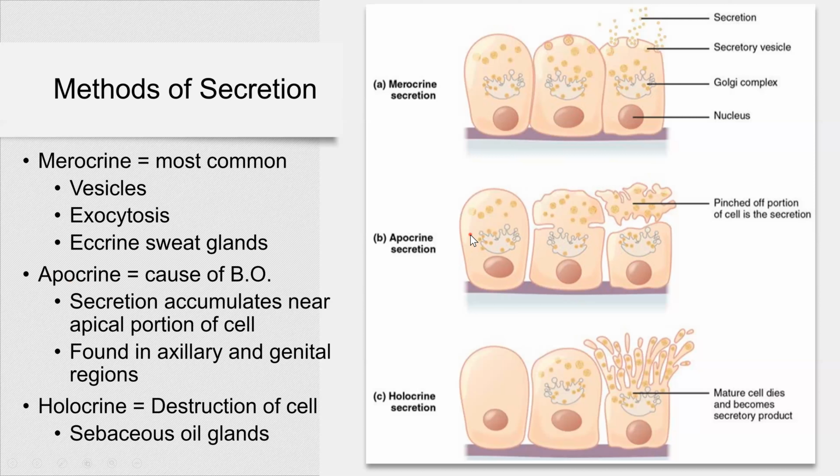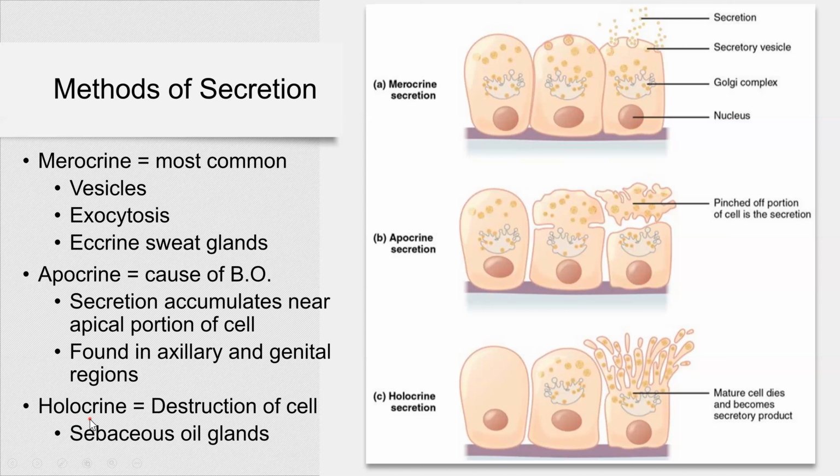Now, over here, you can see the secretion accumulates near the apical portion of the cell, and then it's pinched off with the part of cytoplasm. So here cells make their product, again in the rough ER, move to Golgi, and then you do not really form vesicles, but you accumulate the secretion at the apical surface and it's pinched off with a part of the cell.